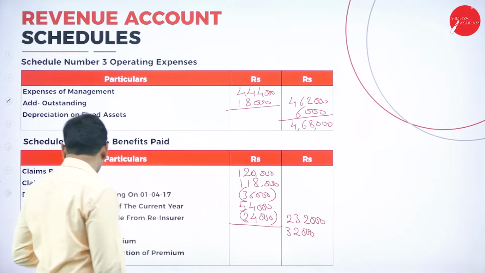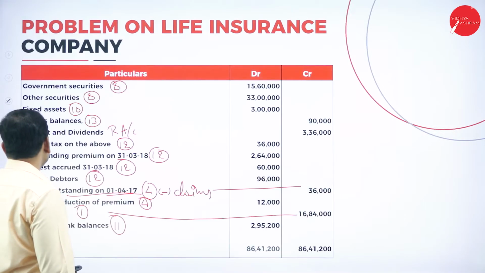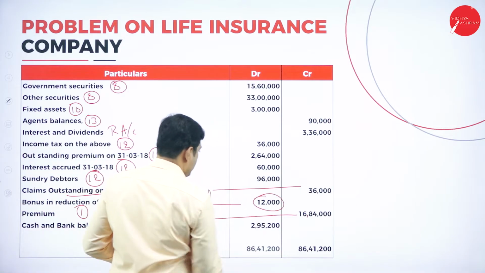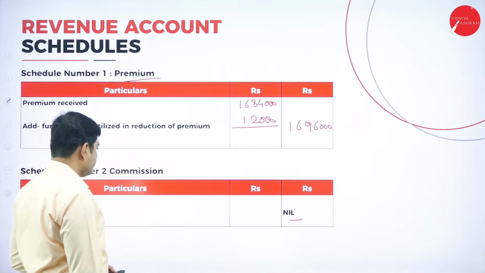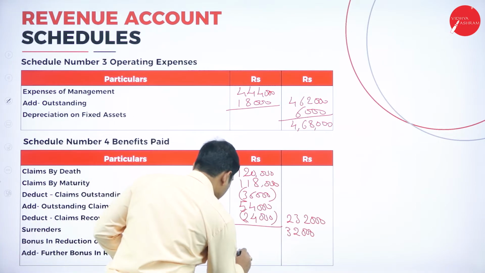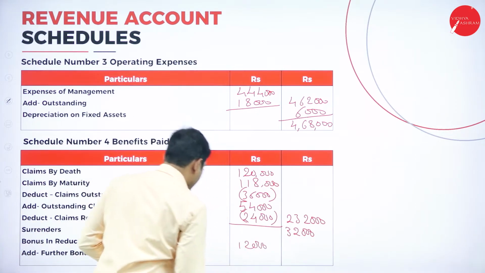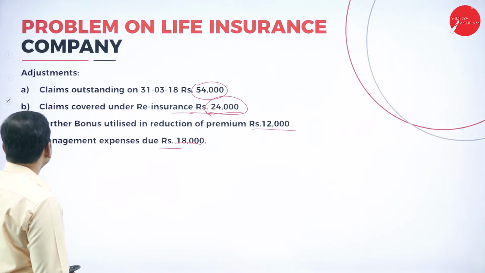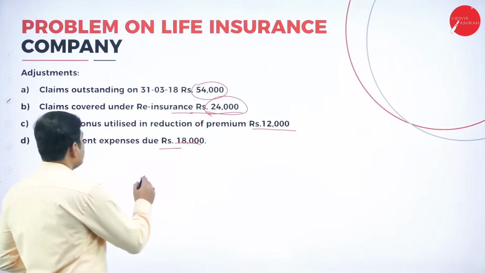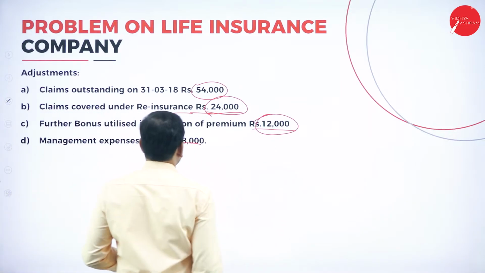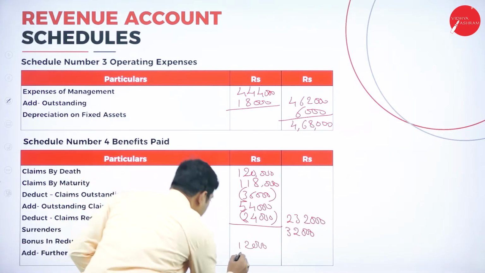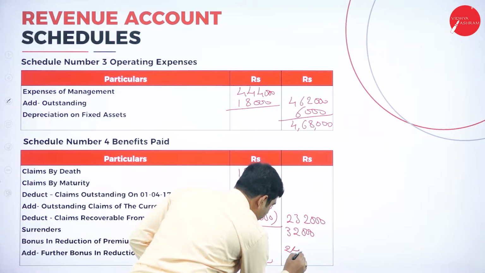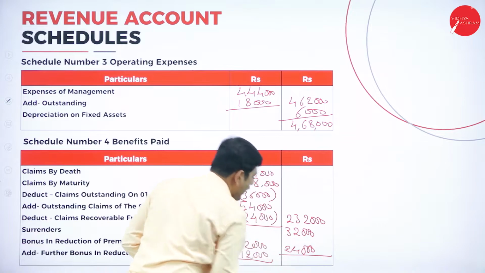Next one we are having bonus in reduction of premium here. So let's see what is the bonus in reduction of premium: 12,000. Again we have to add further bonus in reduction of premium. So further bonus in reduction of premium is 12,000. Add this 12,000 here. Total it is 24,000. Now add all the amount.